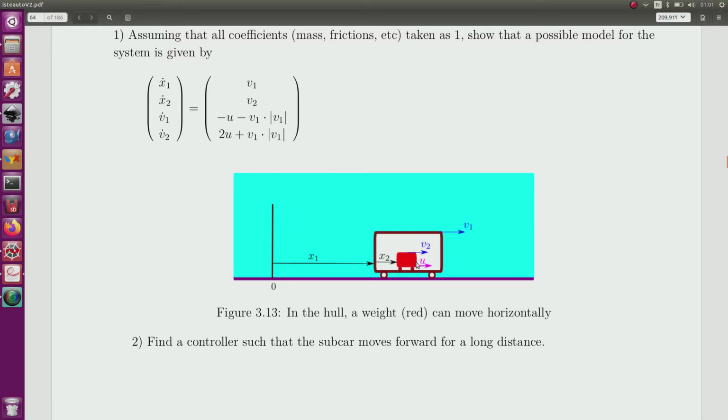We can see that it is only V1 which is involved, since the friction force of the water applies only on the main box, on the hull. So the question we have to solve: we'll assume that all coefficients are taken as 1, and we have to show that a feasible state space model for this system is given by these equations. Then in the second part we have to find a controller so that the subcar will move forward.